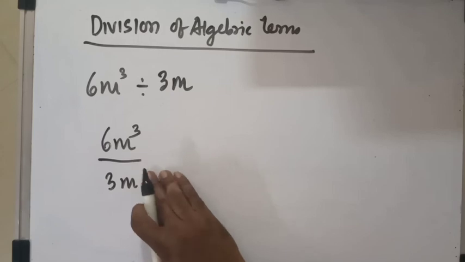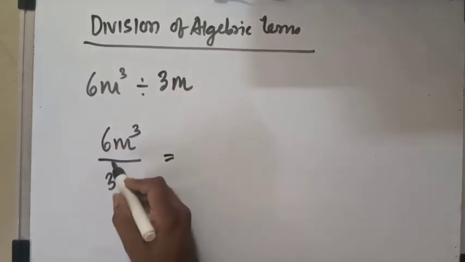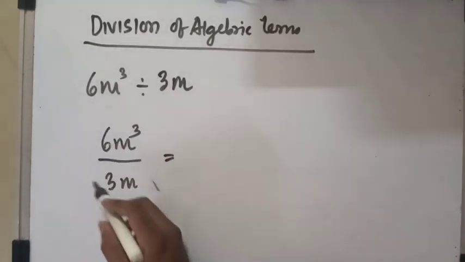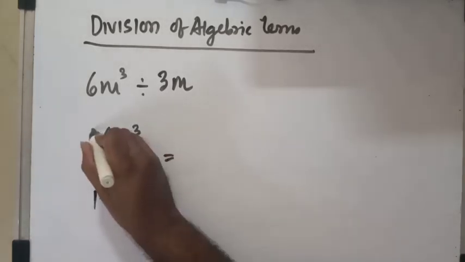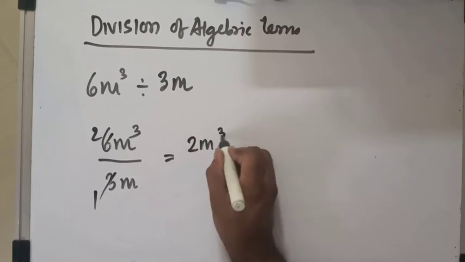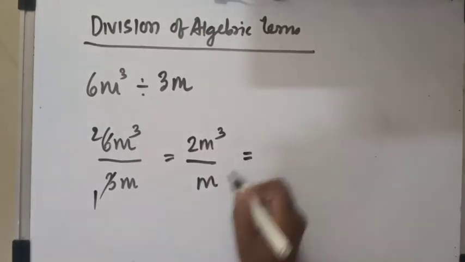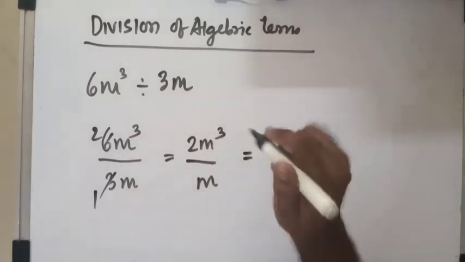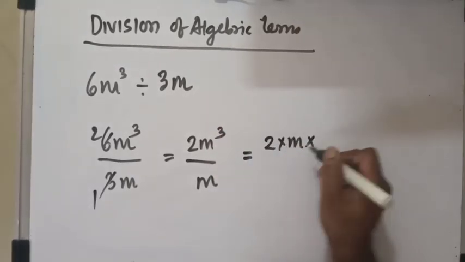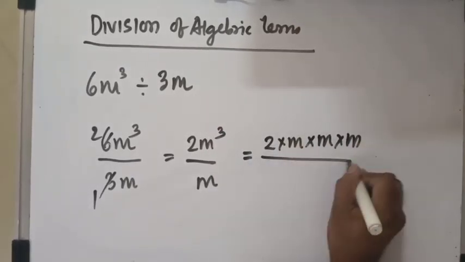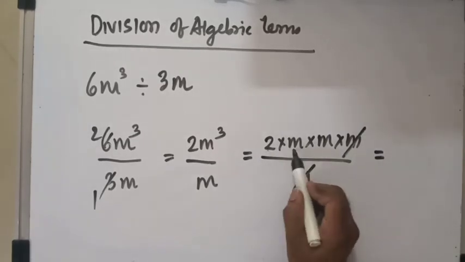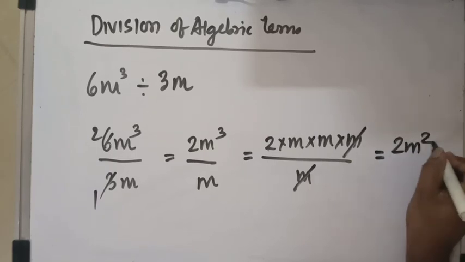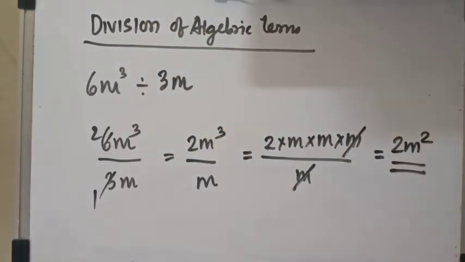Children, you know that 6 goes in the table of 3 by 2. So 3 1s are 3, 3 2s are 6. So it's 2m cube upon m. Now what you can do, see m cube means m into m into m, so it's like 2 into m into m into m. And you have a single m here. So this m and this m get cancelled. What is left is 2 and m into m, 2m square. This is how you divide an algebraic expression. Okay children?